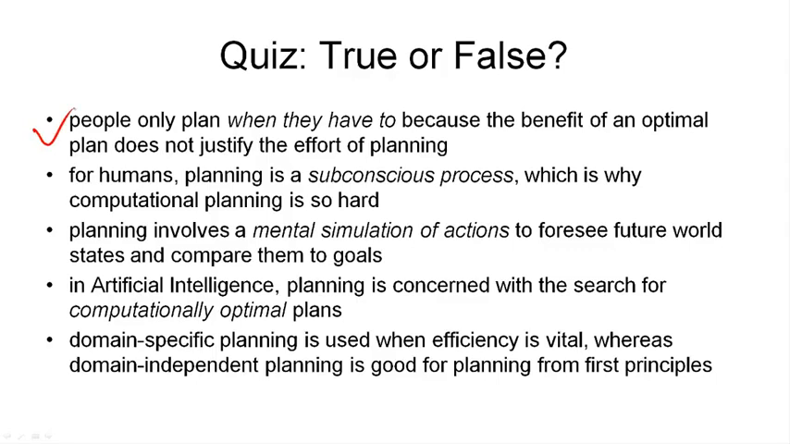The second statement, for humans, planning is a subconscious process, which is why computational planning is so hard, is false. The reason is that planning is not a subconscious process. We have defined planning as the explicit deliberation process, so it needs to be conscious. Third statement, planning involves a mental simulation of actions to foresee future world states and compare them to goals. That statement is true. Fourth statement, in artificial intelligence, planning is concerned with the search for computationally optimal plans. That statement is false. We're not only after optimal plans, we also want to sometimes find out whether a plan exists at all, whether it's optimal or not.